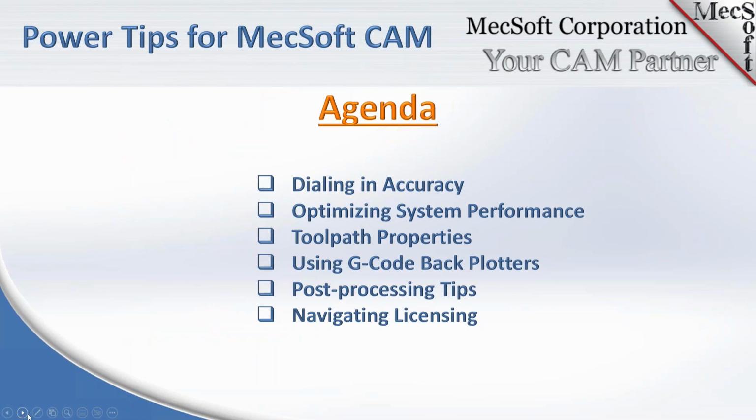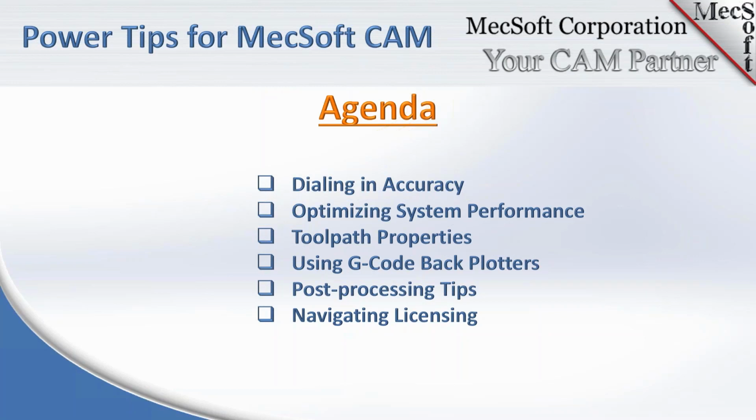Today's topic is power tips for MecSoft CAM, tips that can help you be more productive with our CAM products. We're going to start with dialing in accuracy. It's a very sought after topic that we deal with in support. How do you actually dial in the accuracy of your toolpaths? And then we will also talk about optimizing system performance. Then we'll talk about toolpath properties, some of the things that people don't know about. It's kind of a hidden feature that we want to highlight here. And then also using G-code backplotters, which is a very useful tool that many of our customers don't use, but we would strongly urge you to take a look at.